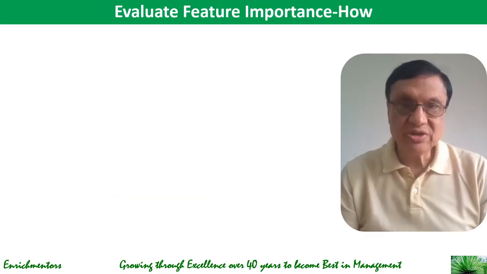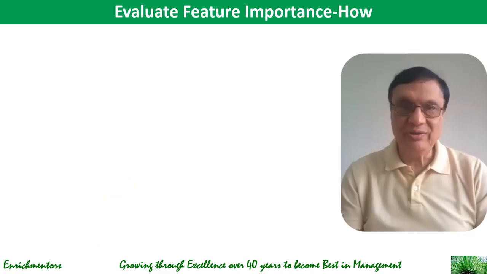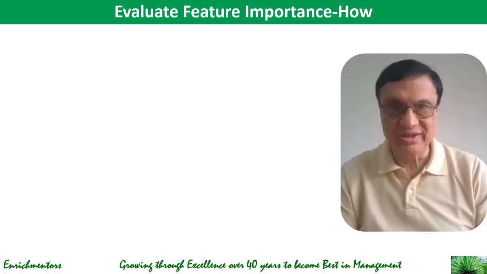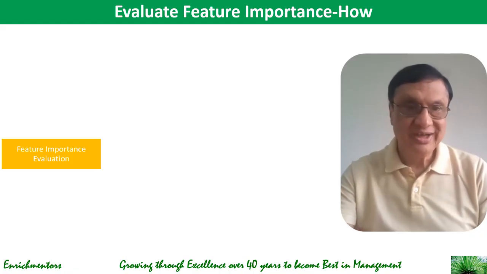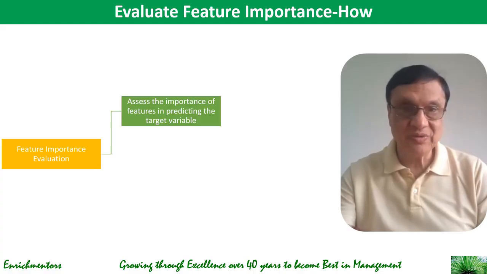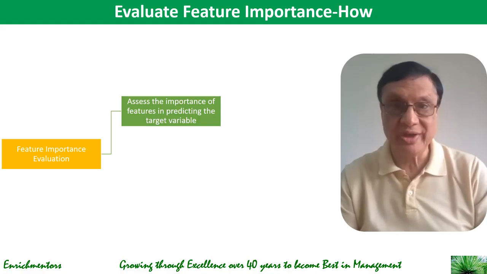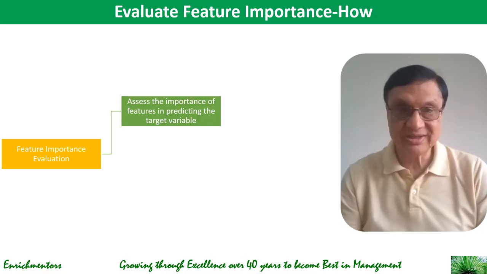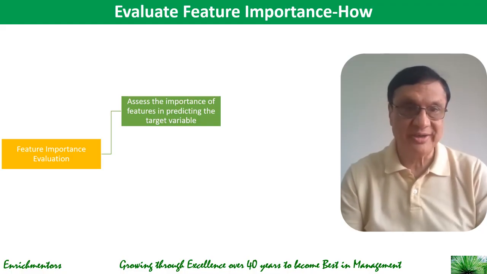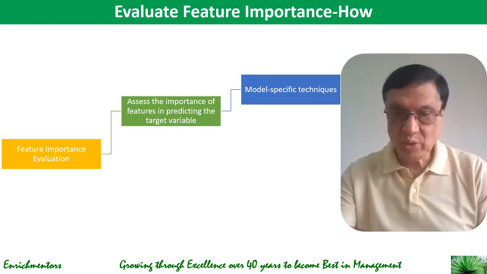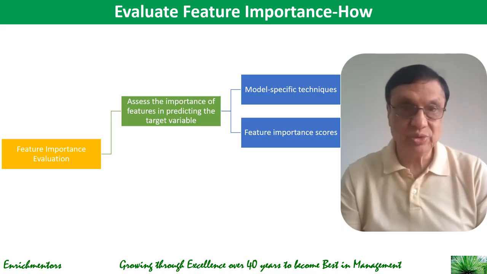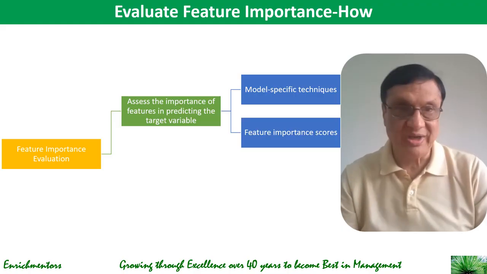So evaluating feature importance, how do you think you can evaluate feature importance? We covered this earlier, so this should be a quick recap for you. What you need to do here is assess the importance of features in predicting the target variable, the output variable, the y. In the classical form, y is a function of x1, x2, xn. And there you need to know what the model-specific techniques are, or what the feature importance scores are. So you need to make this assessment, right?